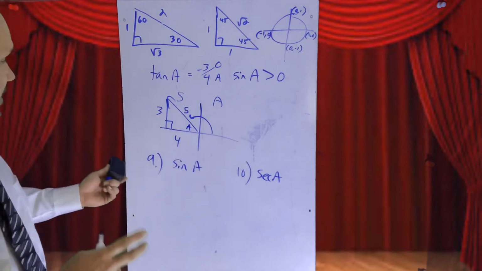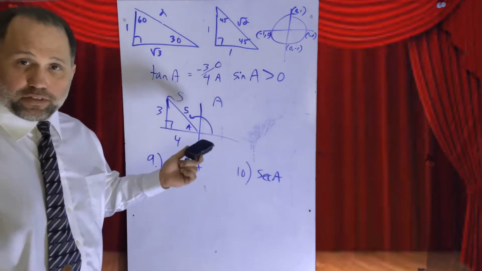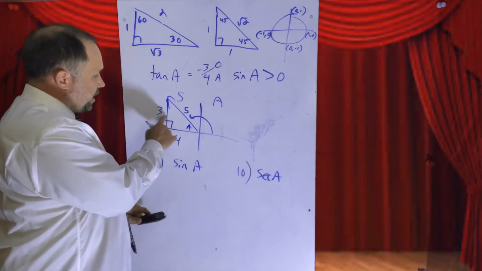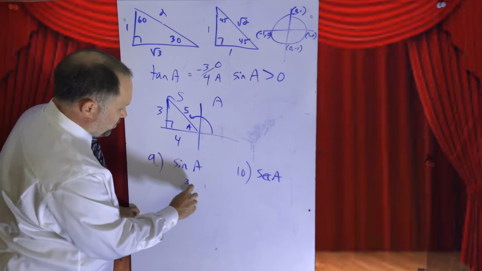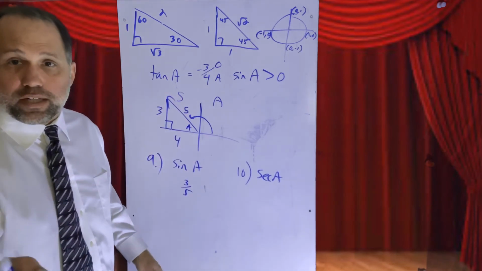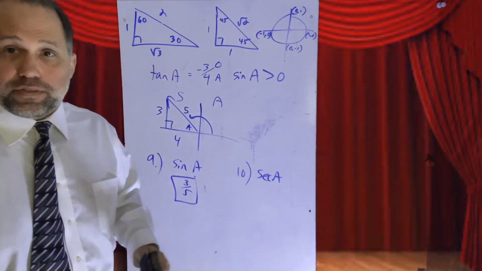All right, so numbers 9 and 10 all build off of that same picture that we had for number 8, so I left it up here. Number 9 asks for the sine of A. Sine is opposite over hypotenuse, so 3/5. It's going to stay a +3/5 because we're in the S quadrant and sine is positive there, so that's number 9. Number 10 asks for the secant of A.